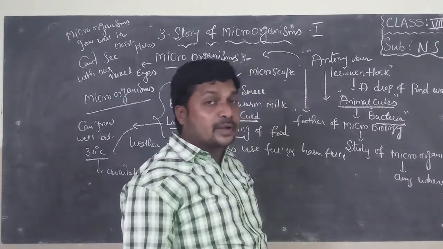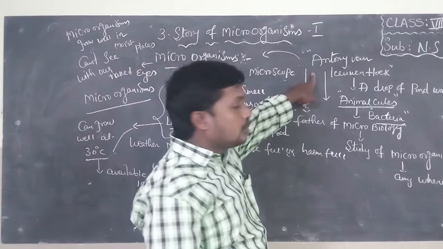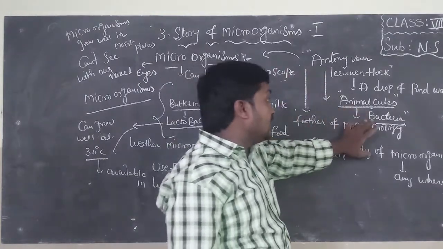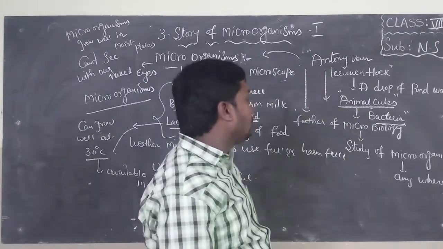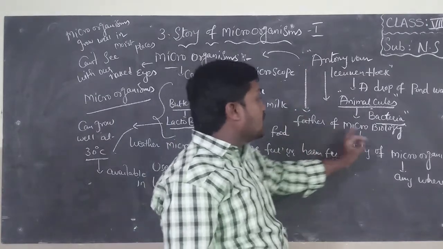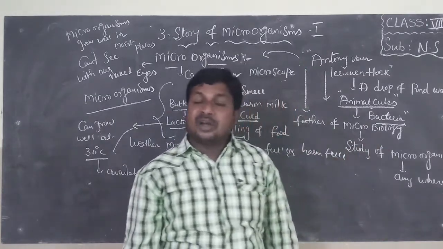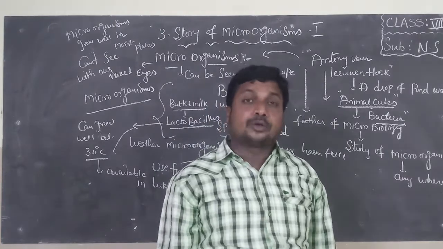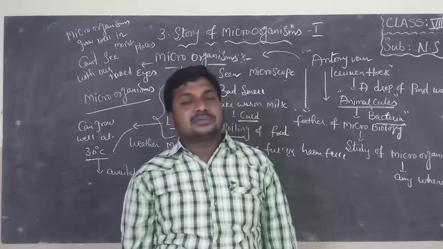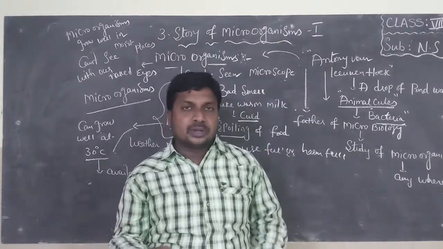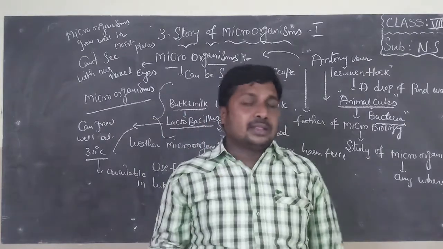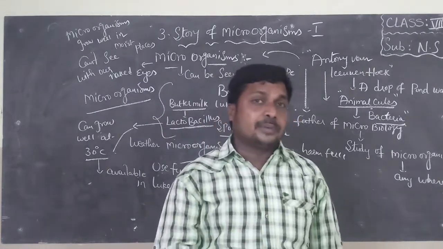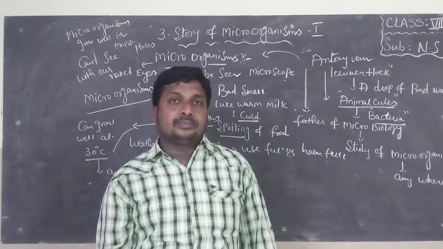So who discovered microorganisms for the first time? Anthony van Leeuwenhoek. Who discovered bacteria for the first time also? Anthony van Leeuwenhoek. That's why he is called the father of microbiology. What do you mean by microbiology? Study of microorganisms. Where are microorganisms present? Anywhere. They may be present in air, water, soil, plants, and animals.